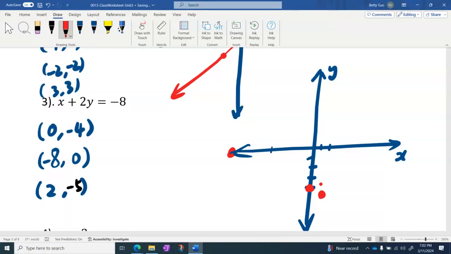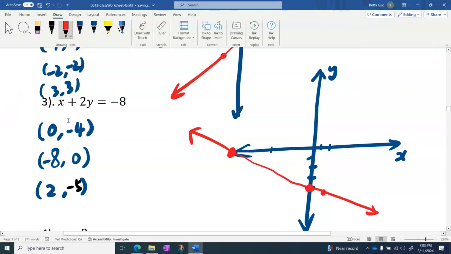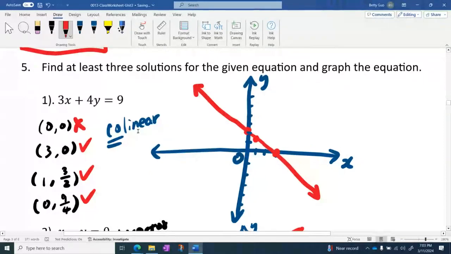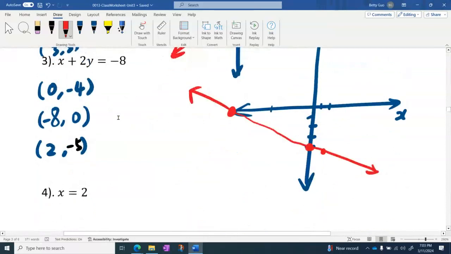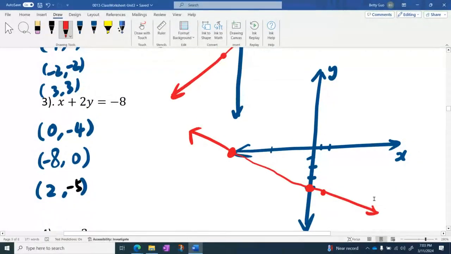If you draw those points very accurately, you would see that they are collinear. If you have many solutions found and you plot them all, you see they are all collinear. They are on the same straight line. And this straight line is the graph of this linear equation in two variables. So this is the third time we see that the graph of a linear equation in two variables is a straight line, right? Here, this equation is a linear equation in two variables, its graph is a straight line. Here too.